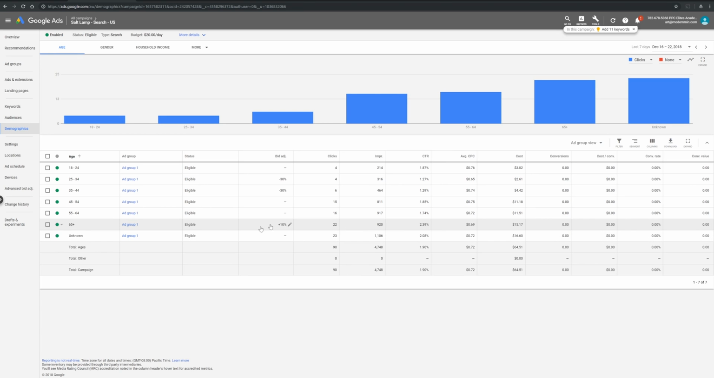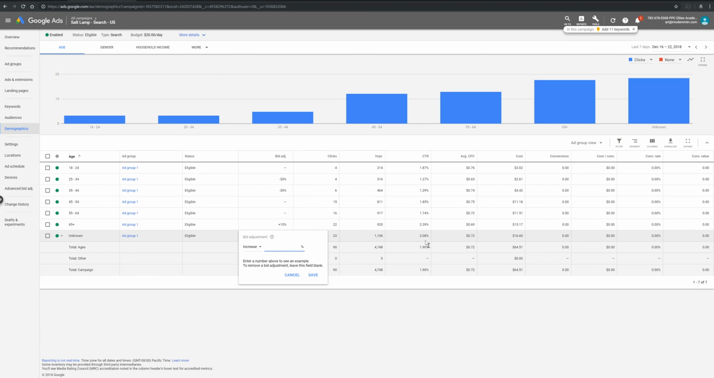So let's go ahead and continue on here. Let's see. These are kind of in the mid range of the whole entire campaign. So I would leave these the same. So 55 through 64, 45 through 54, and 18 through 24. Those I wouldn't really do any bid adjustments. I'd only look for the lowest ones and the highest, and then I would really focus on those.